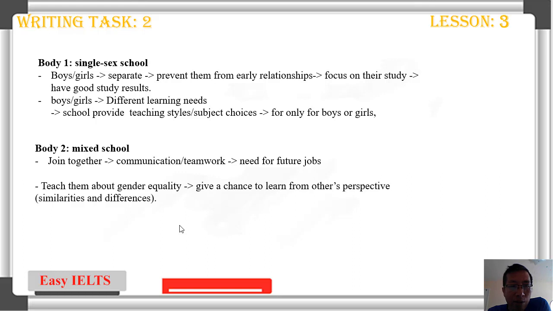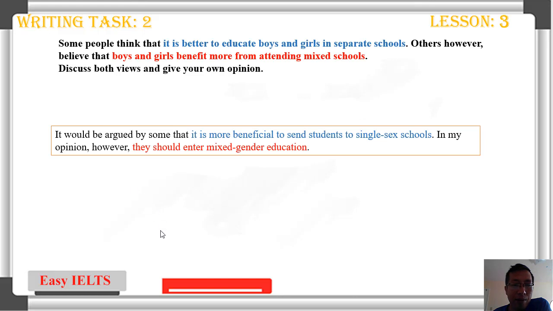And for Body 2, we're talking about mixed school. Mixed school, they join together, so their communication and teamwork, which they need for future jobs, develop their communication skills. And it teaches them about gender equality, giving a chance to learn from other perspectives about similarities and differences. Okay, so now we start writing.